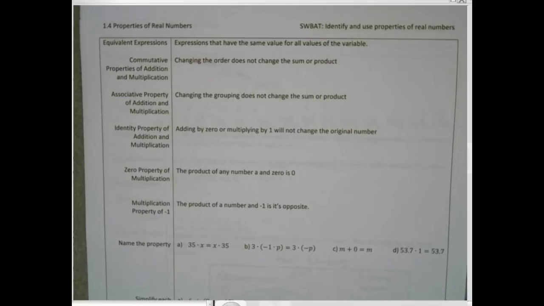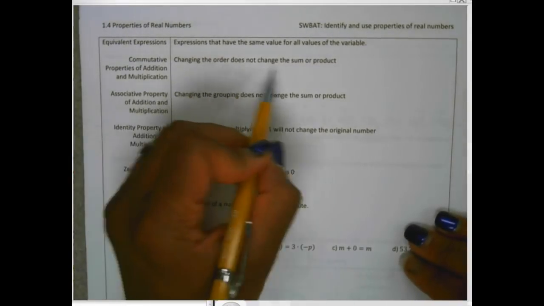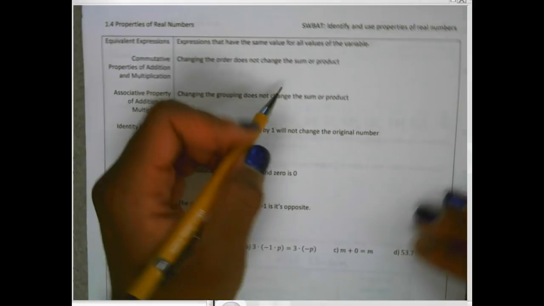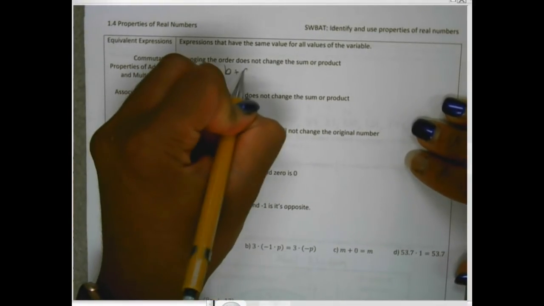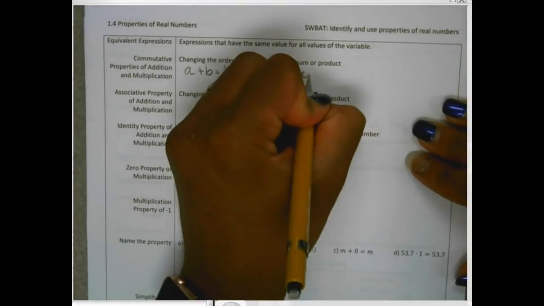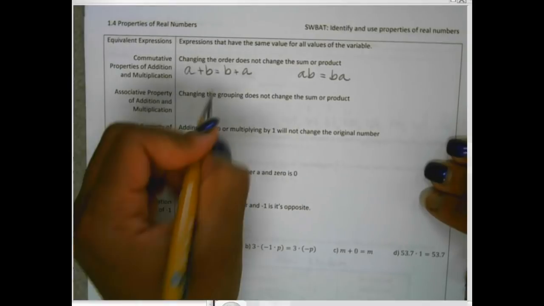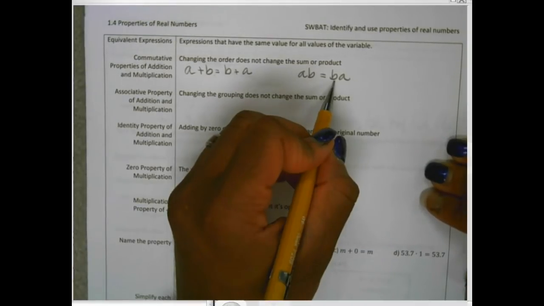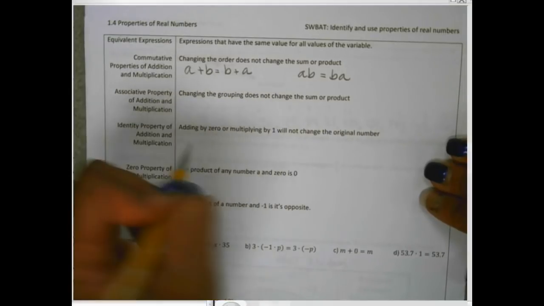Now, some properties you've probably seen before. The commutative property. And this happens with addition and multiplication. Changing the order does not change the sum or product. So A plus B is equal to B plus A, and A times B is equal to B times A. The sum or the product doesn't change the order. It doesn't change the result, regardless if you change the order or not.